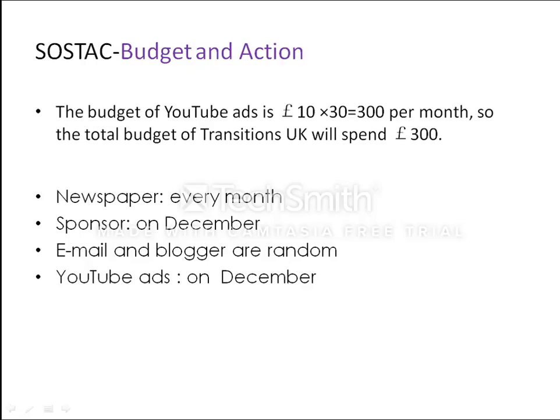Next is the budget and action part. The total budget of Transitions UK will be £300. Action. For newspaper, every month it can write a press release to distribute to a newspaper. For sponsorship, there are Christmas and New Year in December, so companies usually hold activities or parties in this month. Email and blogger are random, but send festival cards in November and December because of Thanksgiving Day and Christmas.